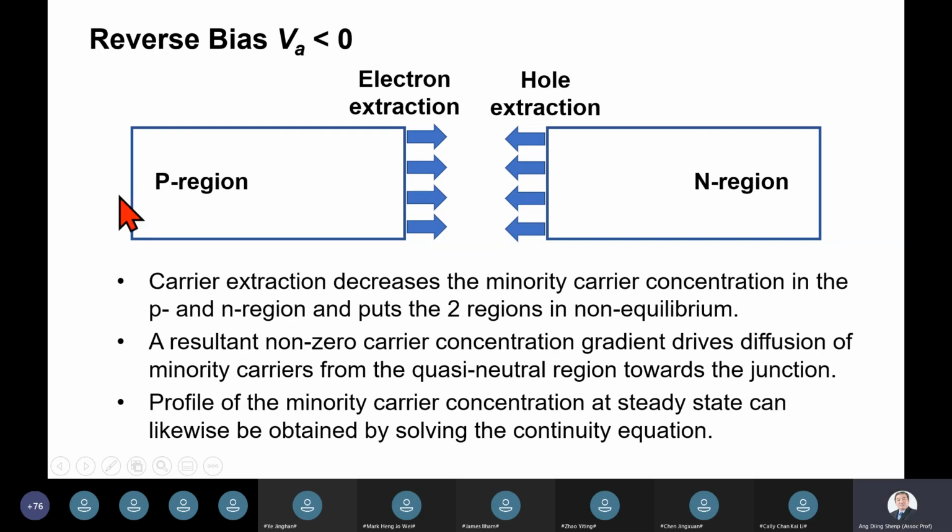So this concentration gradient will drive the diffusion of the electrons from the p region towards the edge of the space charge region for extraction across to the n side. Okay, now this situation is new, right? I think you did not have such an example under the chapter on non-equilibrium. But essentially, it's just the opposite case, right?